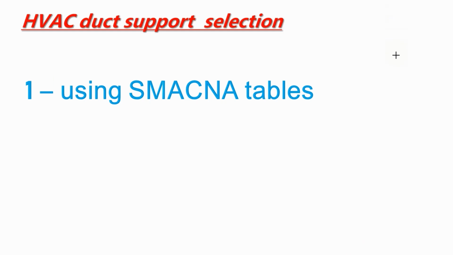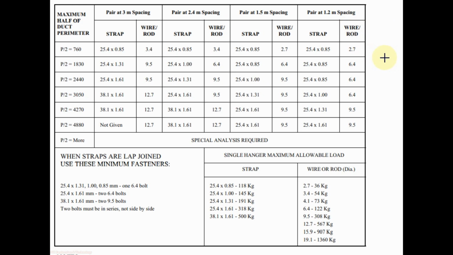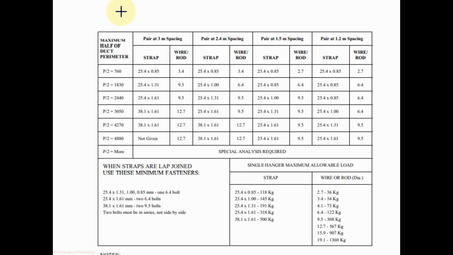First we will study how to use SMACNA tables to select the duct support. We use this table from SMACNA to select the hanger rod diameter or strap size for a duct support. The first column of this table is showing the maximum half of duct perimeter, and the next columns are showing the rod diameter or strap size with respect to the spacing between two supports.